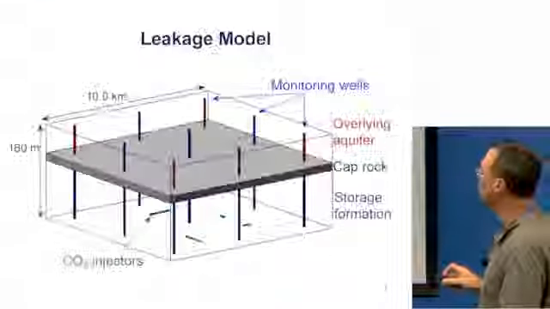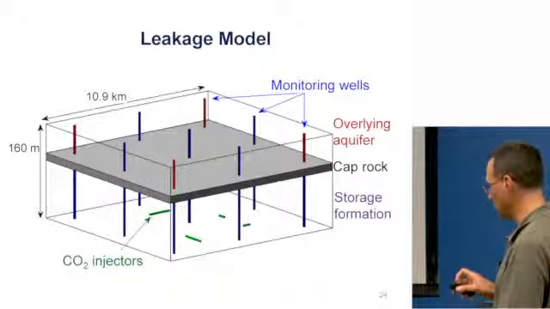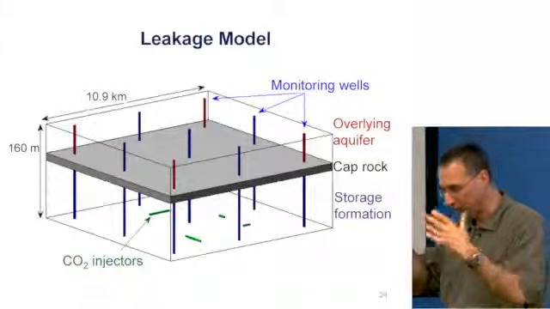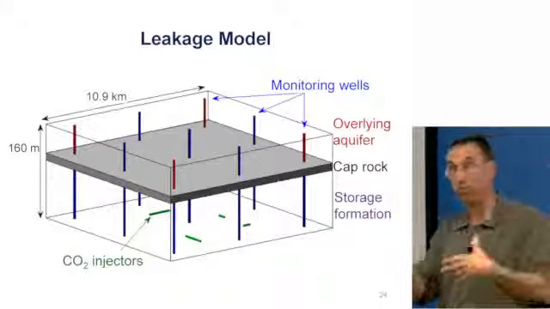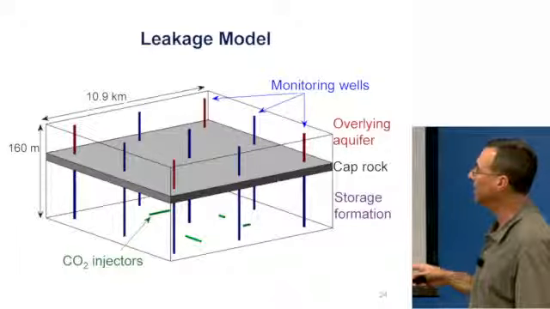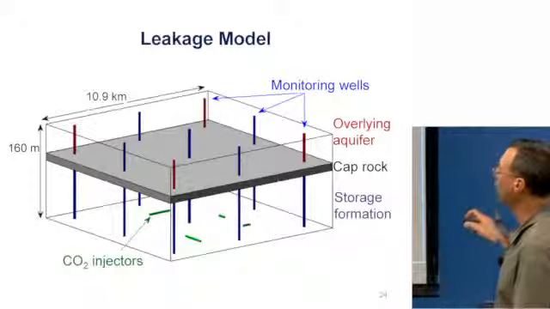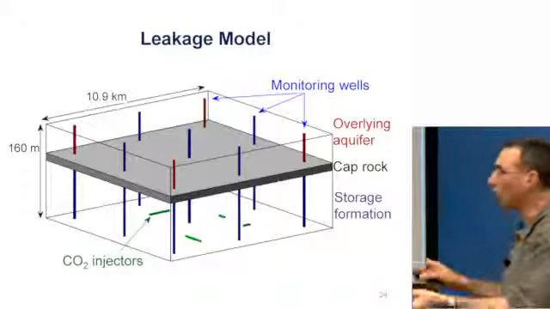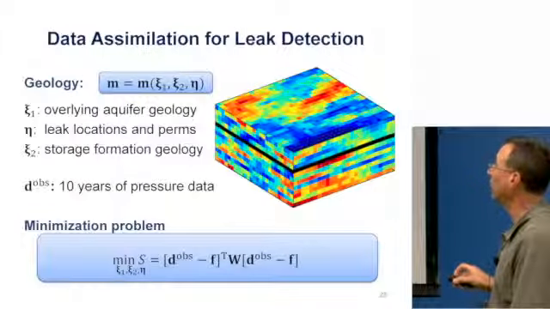I'll just very quickly talk about detecting leaks, and then we'll quit and move to questions. So, of course, there is always some risk of leakage, and if leakage does occur, we would like to detect it quickly, in order to be able to remediate or change something. So the idea here is, how do we actually detect leakage? We're looking at scenarios where we've got monitoring wells in the overlying formation where we can measure the pressure, with the goal of seeing if we can detect leakage when it occurs, by solving an inverse problem.